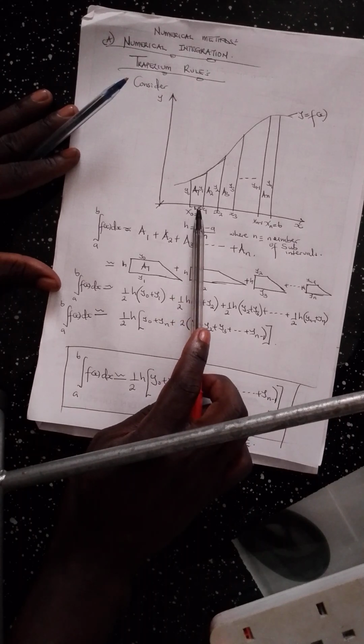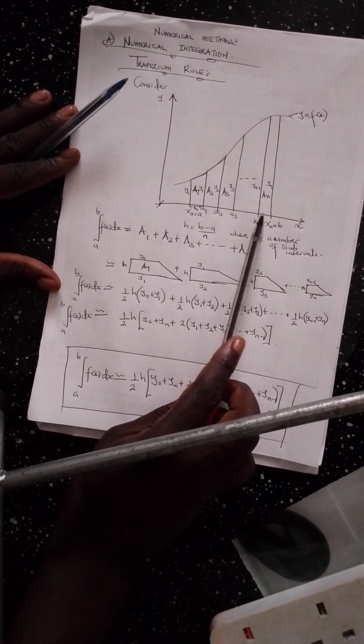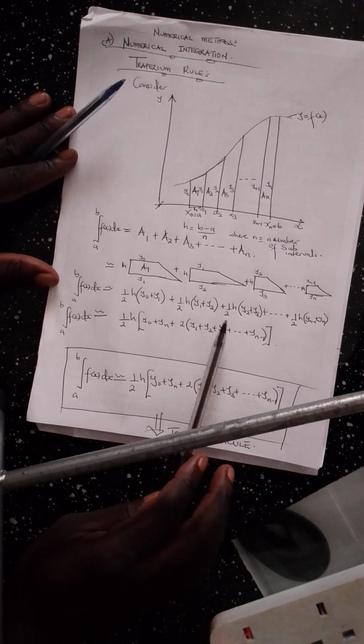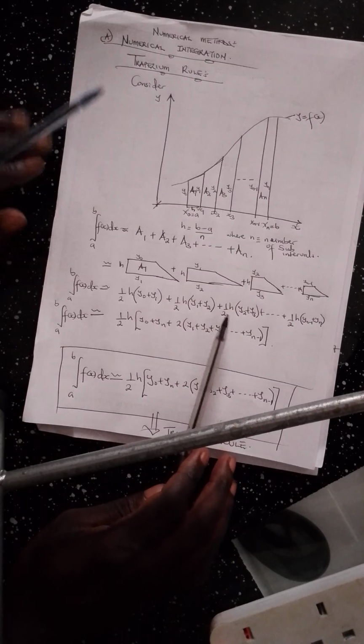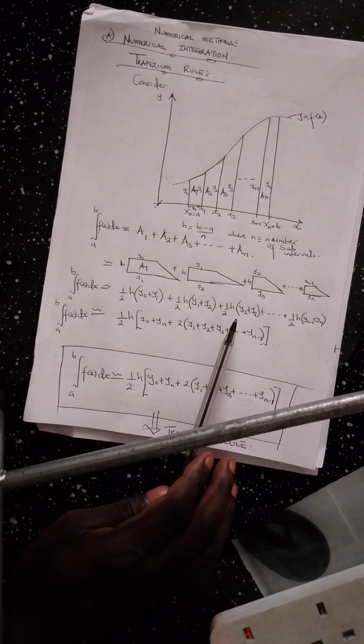So from here up to there it is h. From here to there it is h. From here to there it is h. From there up to there it is h. So the essence of drawing this is to help us derive what we call the trapezium rule.